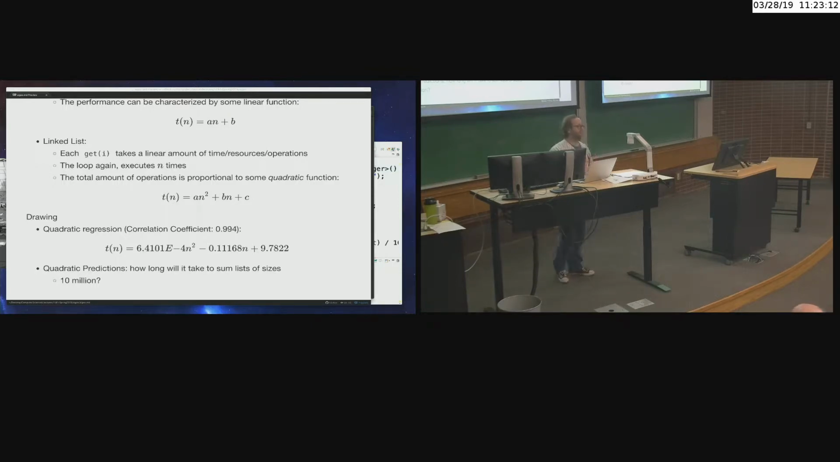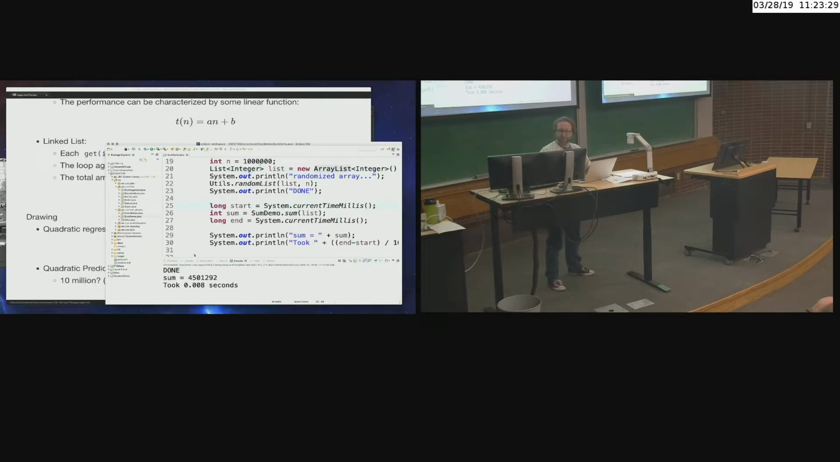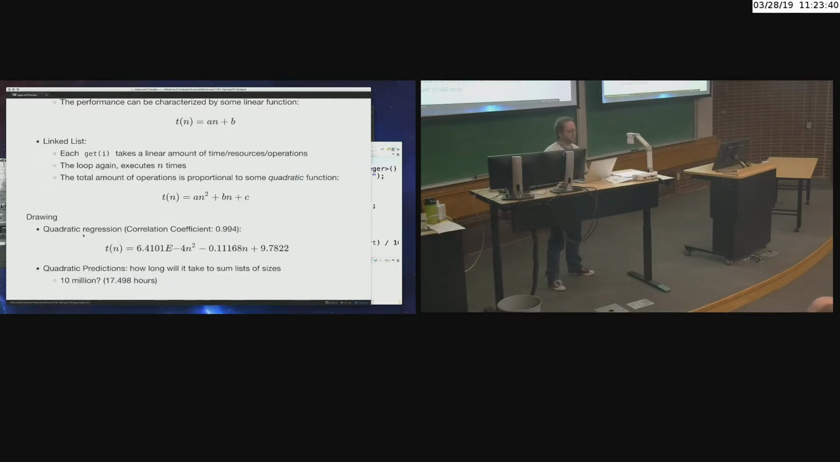Does anybody want to do the math in the back of their hands? I'm using the actual equation up there. And when I did that, I came out to 17.498 hours. Versus, what was 10 million when we did an array list? Let's go ahead and run that. So 0.014 seconds versus almost 18 hours.